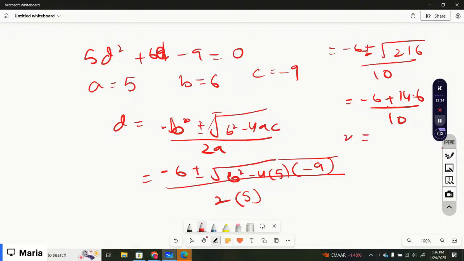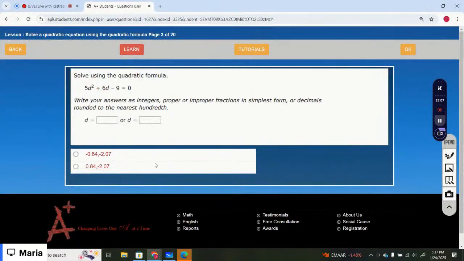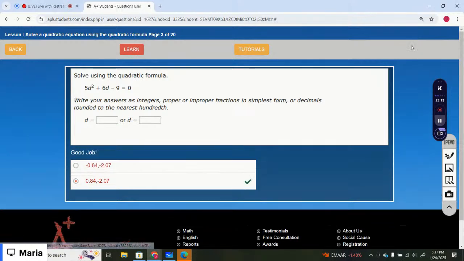That is 0.86. Now with the minus sign, minus 6 minus 14.6 divided by 10. That is negative 2.06. So option number 2 is the correct option. That is 0.84 and negative 2.07. Got it?